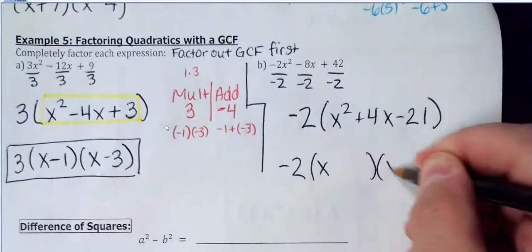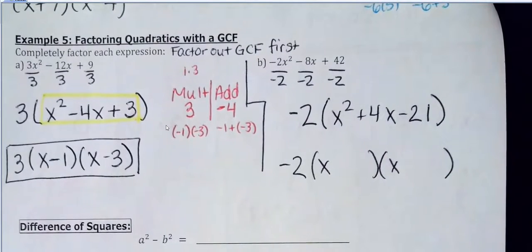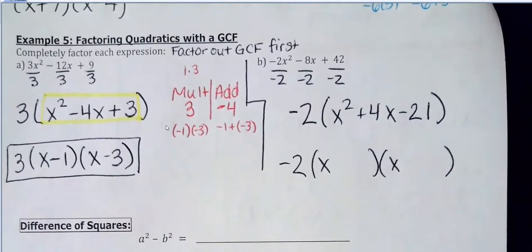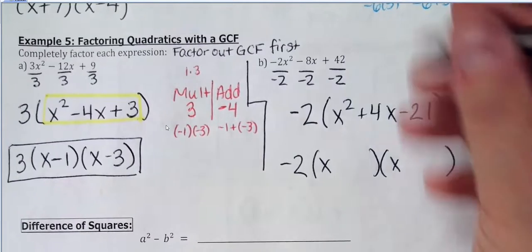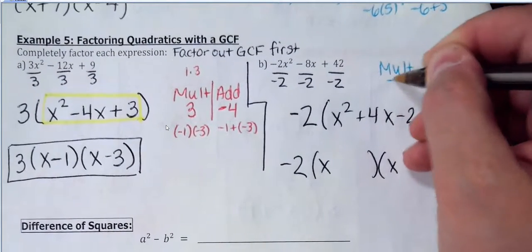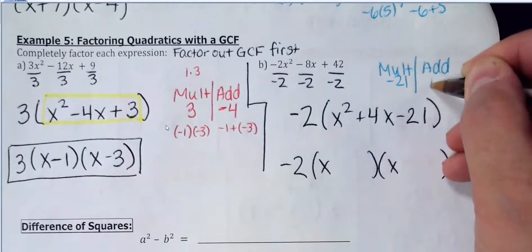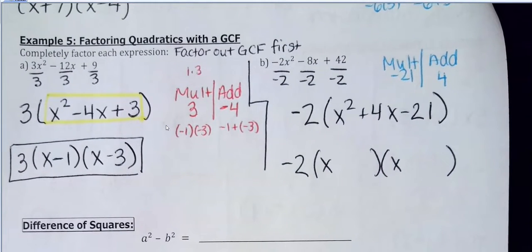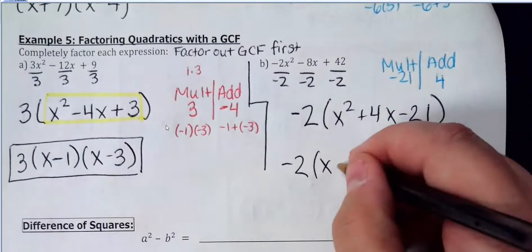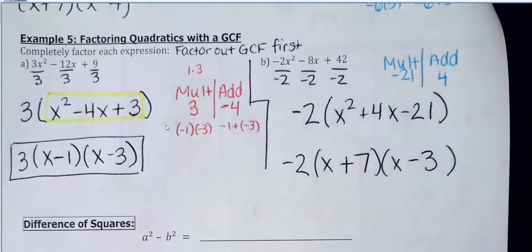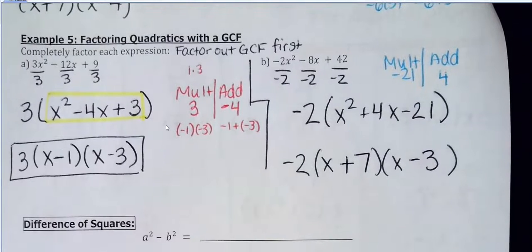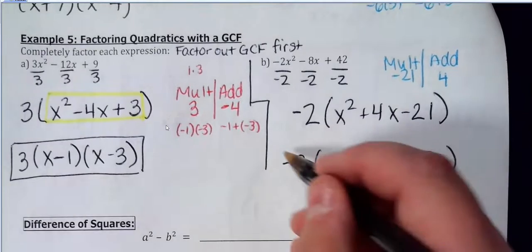And I'm just going to set up my factors. They'll both start with x because x times x would FOIL back to give you the x squared. Now, to fill those in, I just got to think two numbers, if I multiply them, they'd give me negative 21. Same two numbers, they would add to give me that number in the middle, which is 4. There you go. One's a plus 7, one's a minus 3. 7 times negative 3 would give you negative 21. 7 plus a negative 3 would give you 4. All right, is anybody having a question?